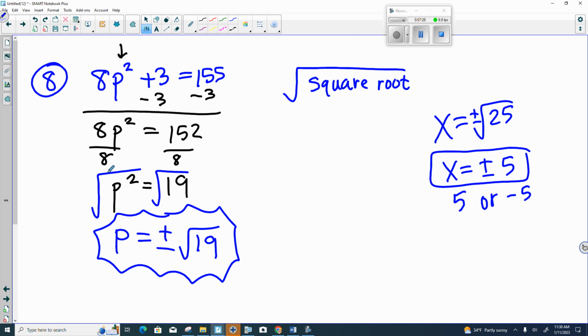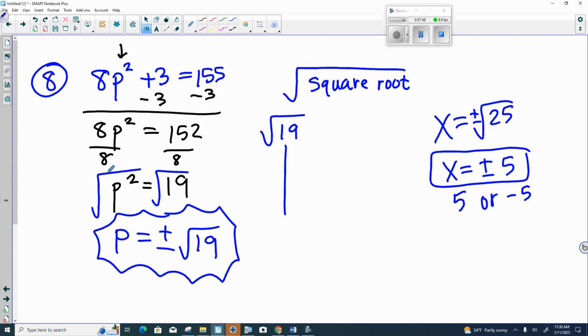Can the square root of 19 be reduced, or is it perfect? If you're not sure, try to make a factor tree. What goes into 19? Nothing. 1 and 19. So if the only things that go into it are 1 and itself, this is a perfectly good answer.